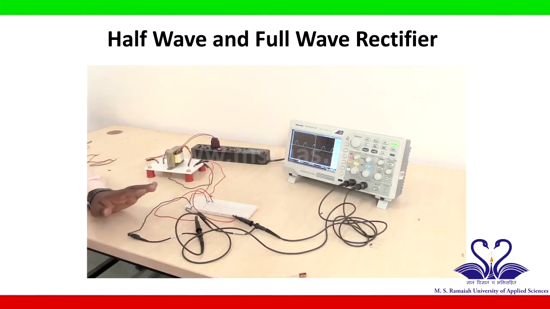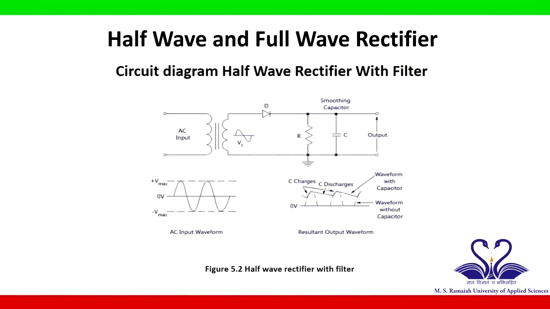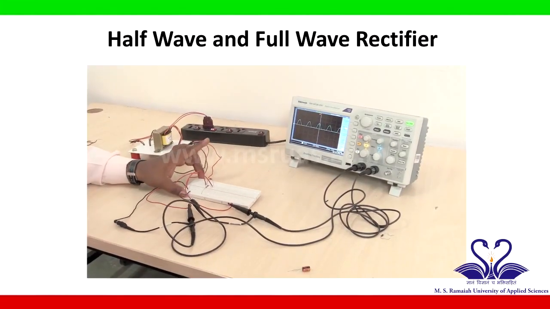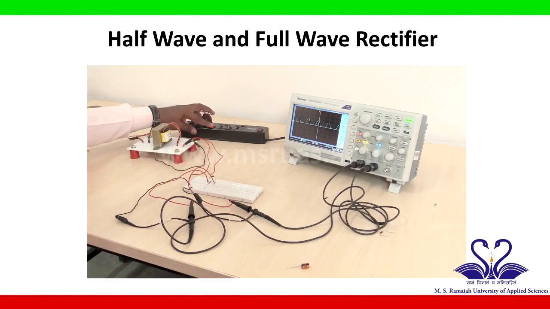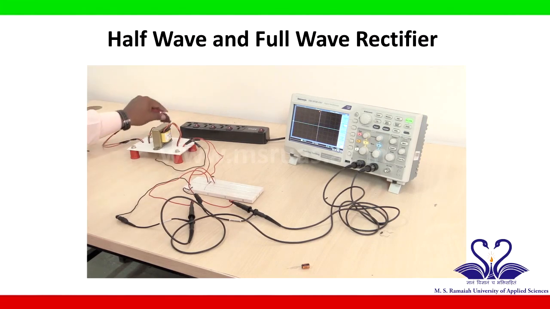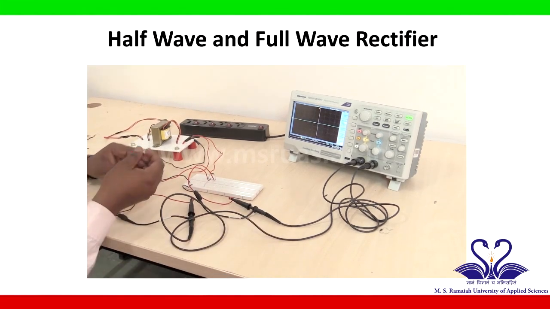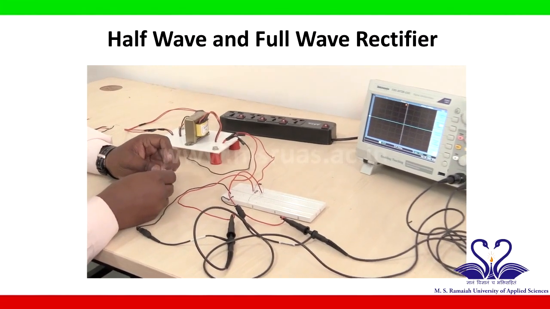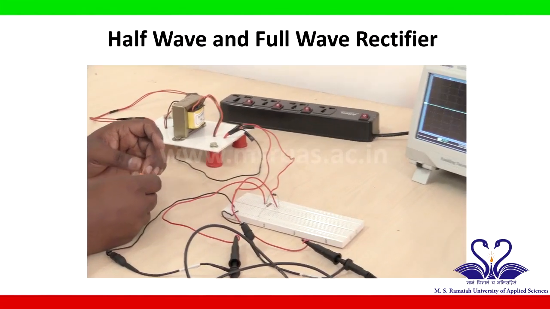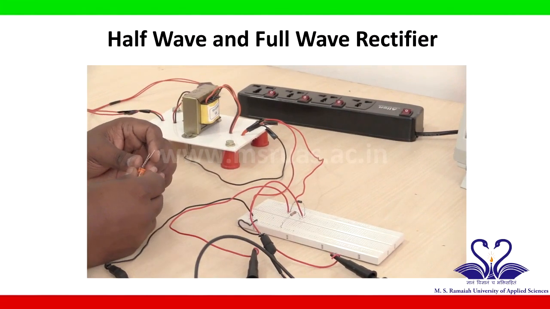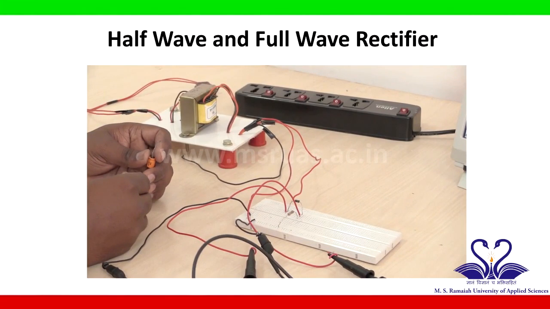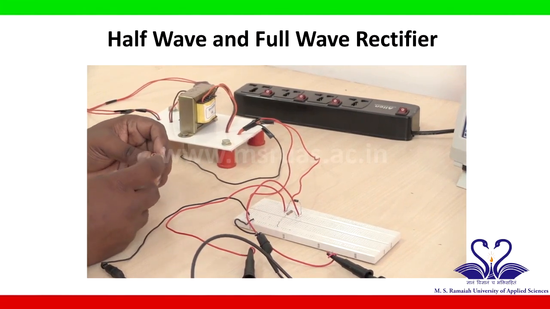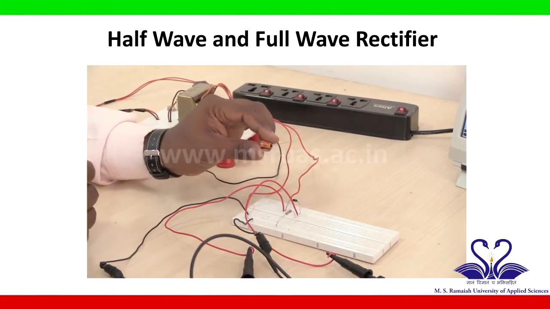Now we will start the circuit connection for a half wave rectifier with capacitor filter. Already we have a circuit diagram for a half wave rectifier without filter. So I will just turn off the main power supply, remove the switch. If you see the circuit diagram of a half wave rectifier with filter and without filter, there is a small variation. The without filter circuit diagram does not have a capacitor, the with filter circuit has a capacitor. So for the same circuit I will connect a capacitor.